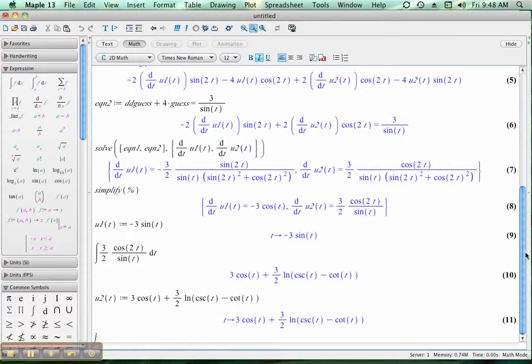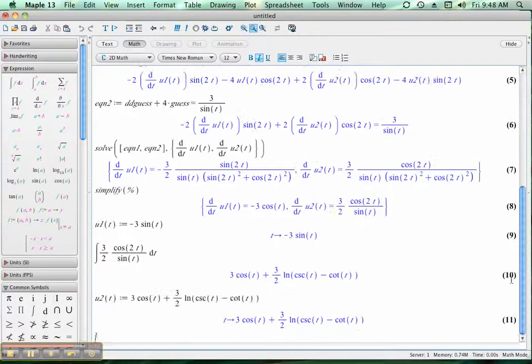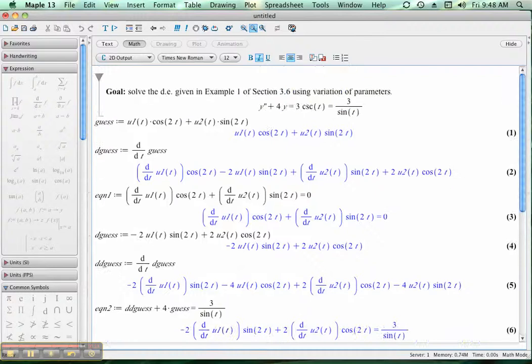Now just note something. Remember, we were saying that we wanted our guess to look like this. We need to know what u1 and u2 were. Well, now we know. In fact, right now, if I type in guess, Maple will plug in. There's the u1 right there, and that horrible, horrible thing, that's the u2 right there. And that's going to be the solution to that non-homogeneous differential equation.